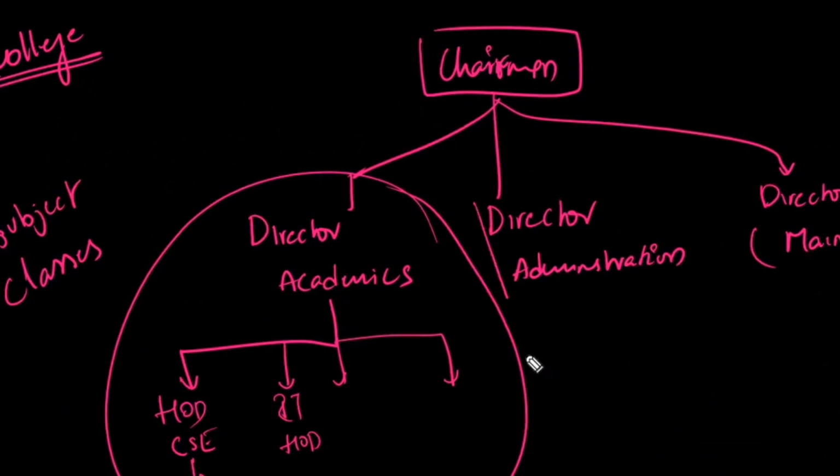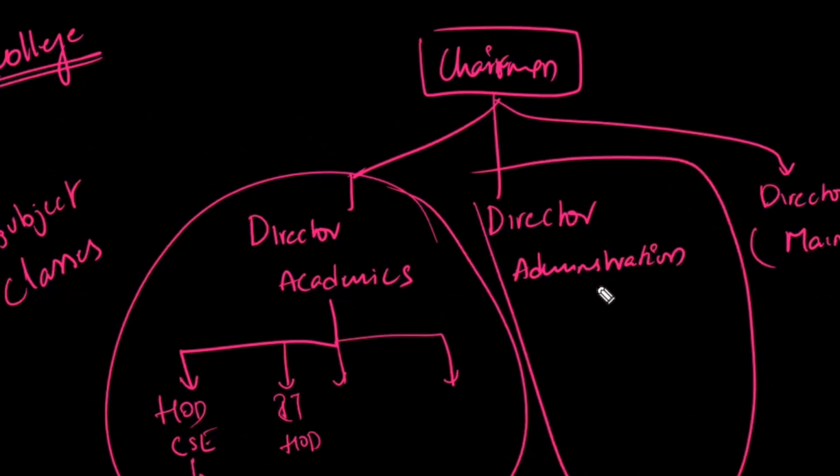Whereas for administration work, the director will have some deans or some departments under him. The departments are like the accounts department, and a department that checks whether the faculty is coming every day or not. All these multiple departments work in administration. So these people will make sure that administration works properly.